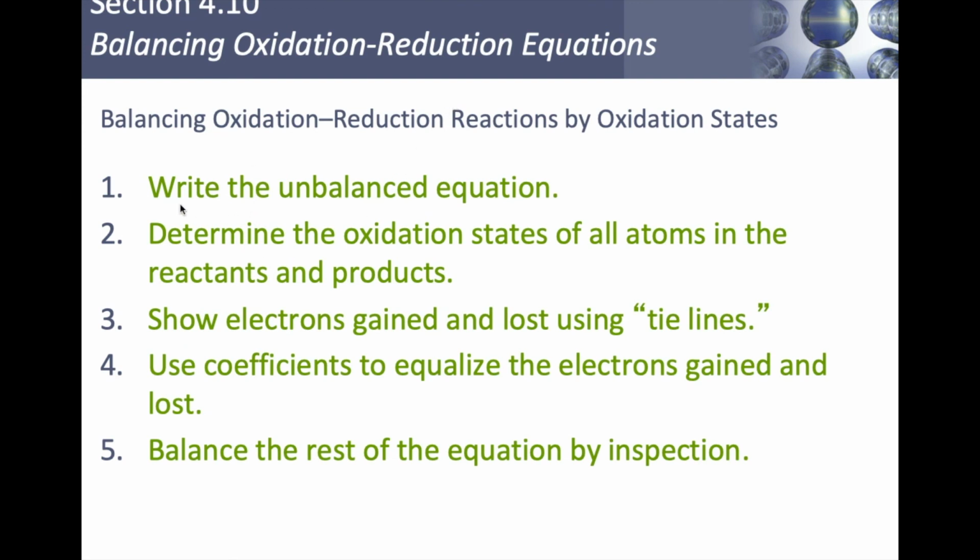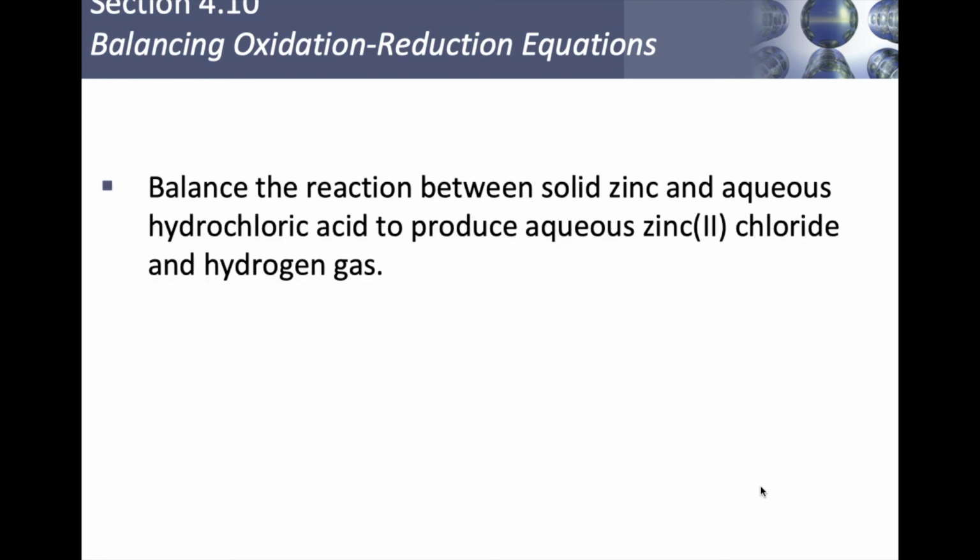So the first part, write the unbalanced equation. So that's nice and easy. Next, determine the oxidation states of all the atoms. 3, show the electrons gained and lost using tie lines, and I'll show you what tie lines look like. 4, use coefficients to equalize the electrons gained and lost. And then 5, balance the rest of the equation by inspection. And that basically is a fancy way of saying check your work and make sure everything looks good. So let's do that for a real example.